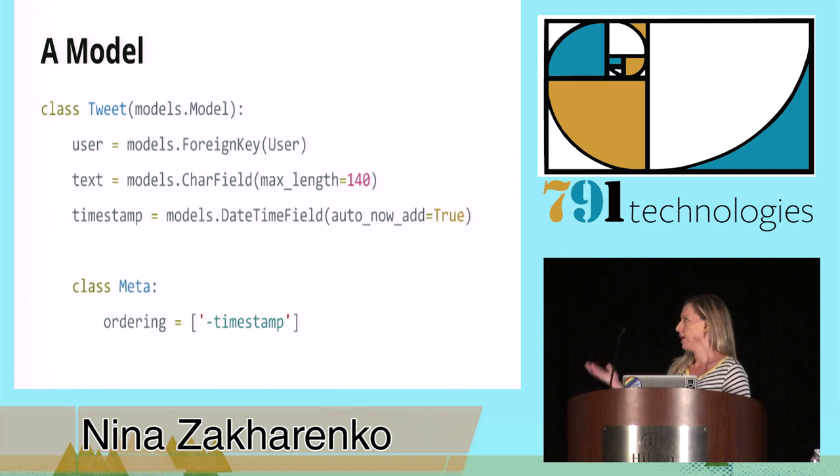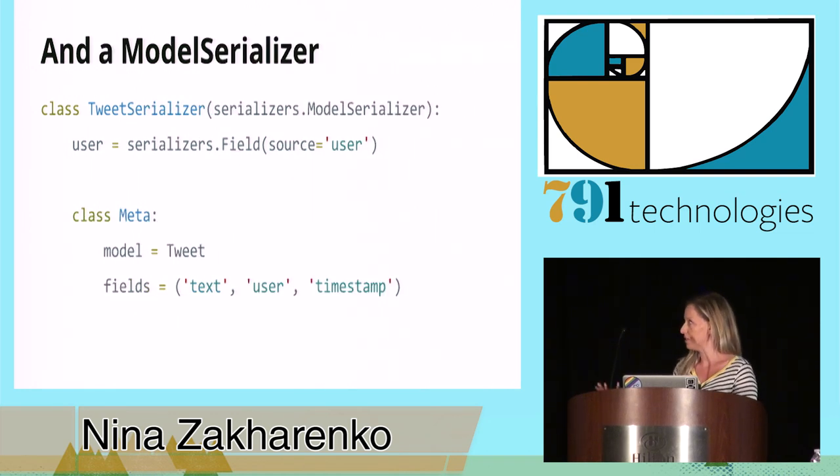So here we have a model of a tweet. It's very simple. We have a foreign key to user. We have some text, the maximum length is 140 characters. And we have a timestamp. So to represent that data, we're going to want to make a serializer for this model. We're going to tell our serializer that the user comes from the source field user. And in the Meta is where we define which model we're trying to serialize and what fields on that model we're trying to represent.